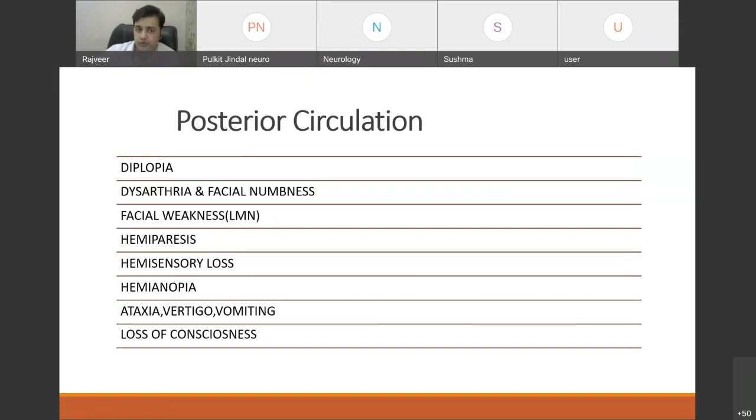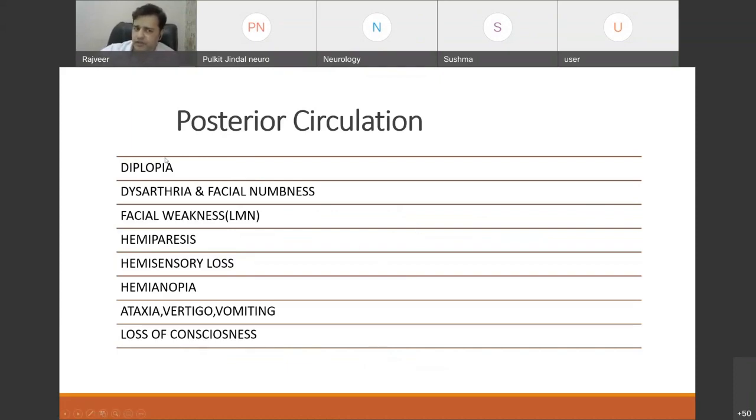So coming to the posterior circulation, you should remember there are four important structures in the posterior circulation. One is the reticular activating system, which is important for maintaining consciousness. Then the cerebellum, which is for balance. Then multiple cranial nerves, and then there are tracts, ascending and descending tracts. So posterior circulation stroke will present with a combination or any one of these four structures.